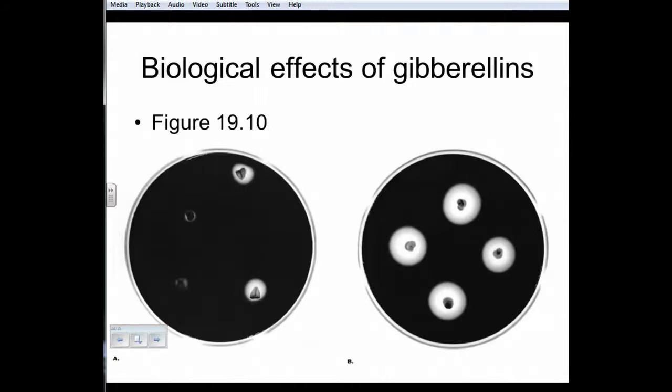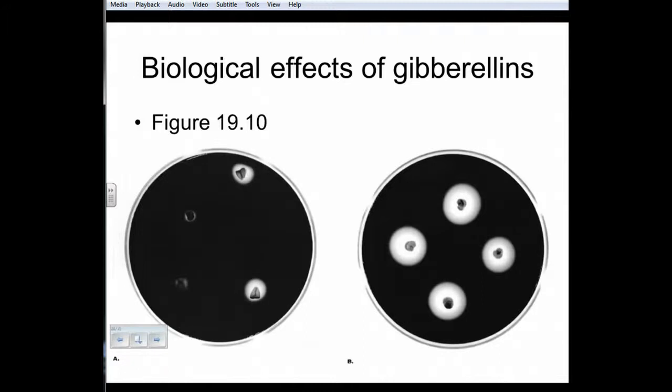On the left you have corn seeds where they tried to take the embryo out, but they left a little bit of the embryo behind. So you put it on a media containing starch, and you stain the starch with iodine. And then on the right-hand side, they've added gibberellic acid. And so the alpha amylase is diffused out and eaten the starch, and you get nice little circles.